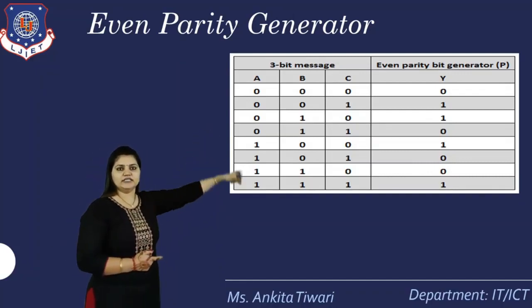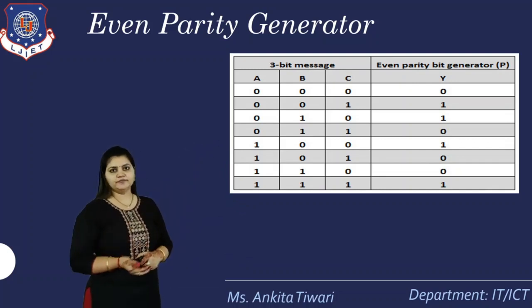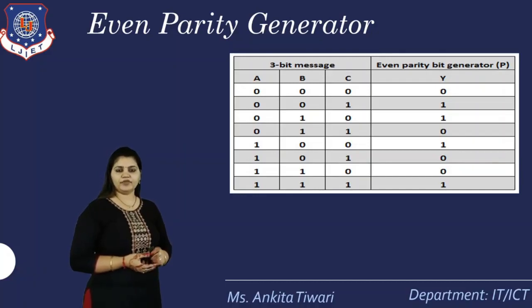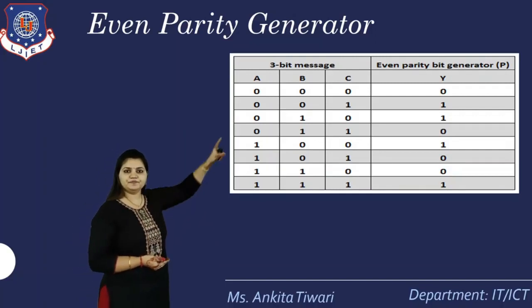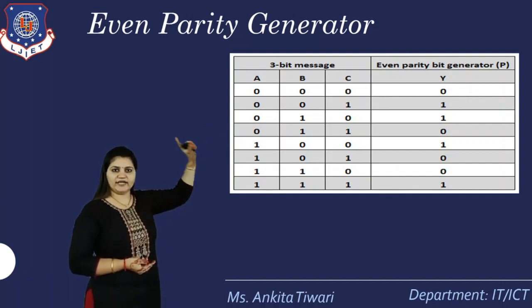A, B and C will get Y as an output, which will generate even parity generator. That means you have to add parity bit P such that the total number of ones will become even. So here in the first value 0 0 0, if I am adding 1 as the parity bit, it will become odd. So we have to add 0 only.